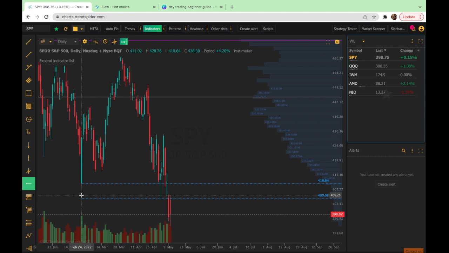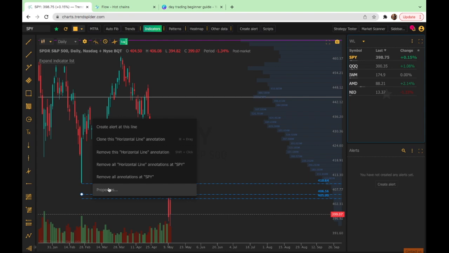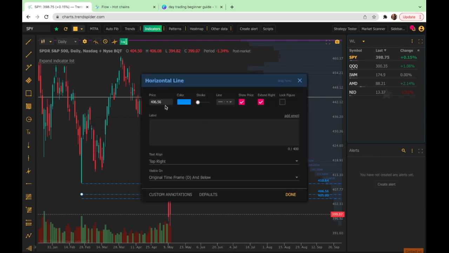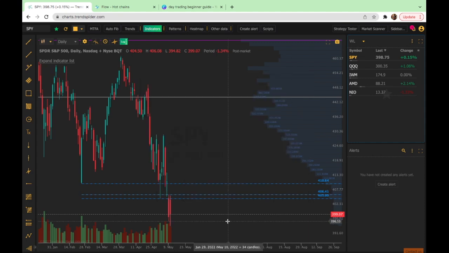And then these retests here up at 406.41. Throw that in here. So I'm just going to throw in some of these levels and see how we react to them. Also worth noting yesterday's low, which was 396.5. I'm going to throw that in as well.